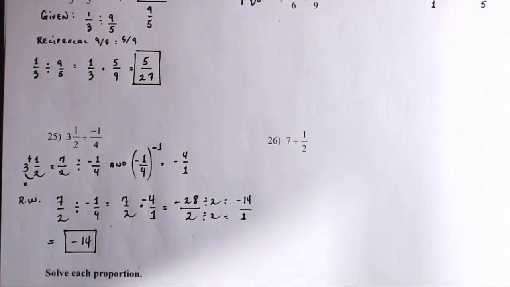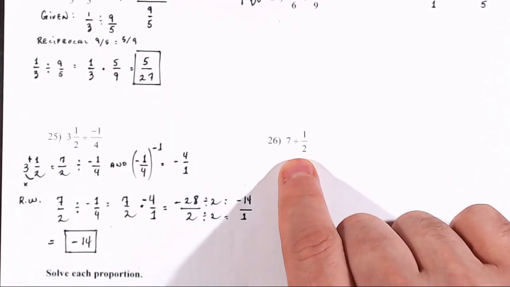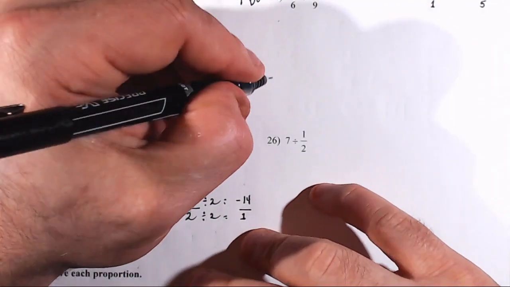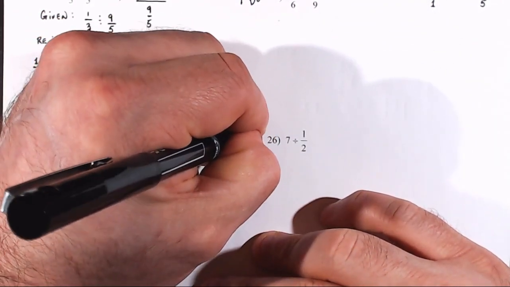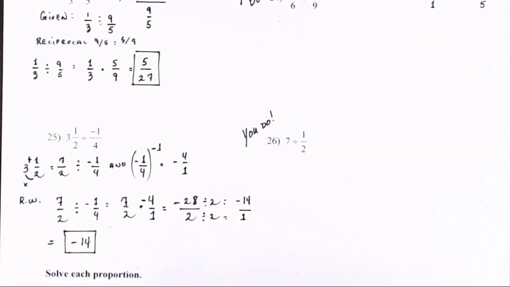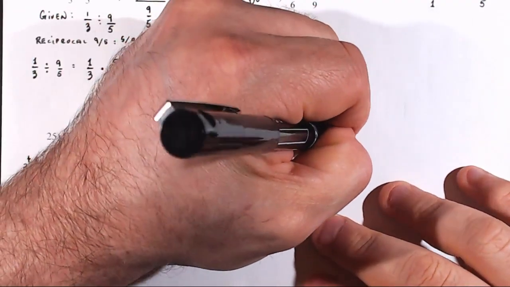Okay, that is the quotient. Okay, so 7 divided by 1/2. You're going to do part of this. If you can do the whole thing by yourself, that's fine. I just want to do this one step for you, just like this.